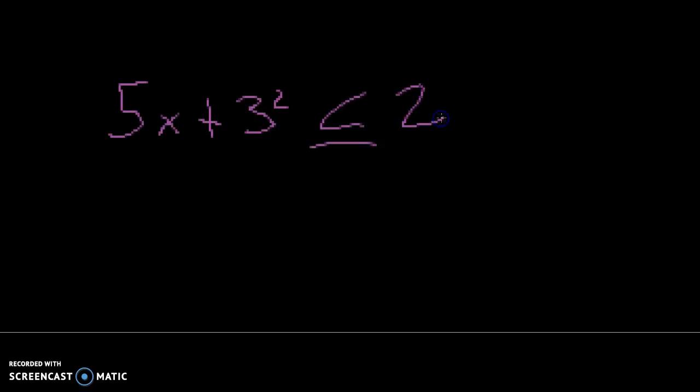Okay, let's get back to it. So, we'll go 5x plus 3 to the power of 2 is less than 22. Actually no, we'll get rid of that too. Pretend that doesn't exist. So we subtract 3. Subtracting 3 gives us 19.